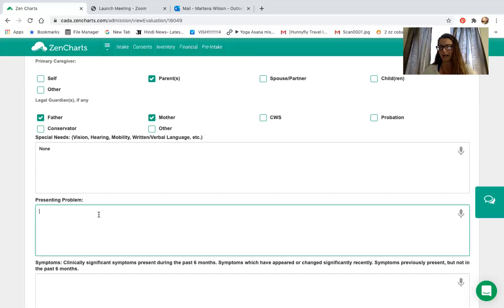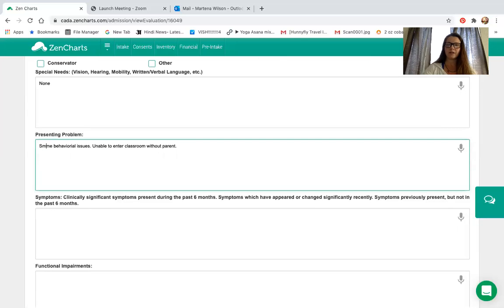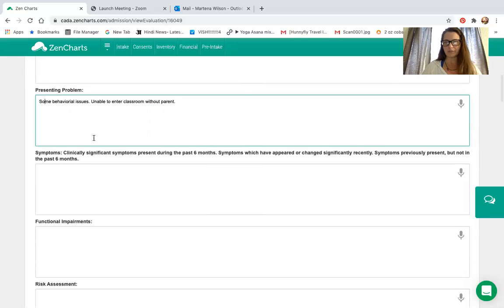But why is Puff in your office, right? So some behavioral issues, and he has separation anxiety. So, unable to enter classroom without parent, right? So that's the challenge, the school's coming to you, they're saying, can you take this kid because this child doesn't want to go to the classroom. So there you go. That's what the presenting problem is: unable to enter classroom.